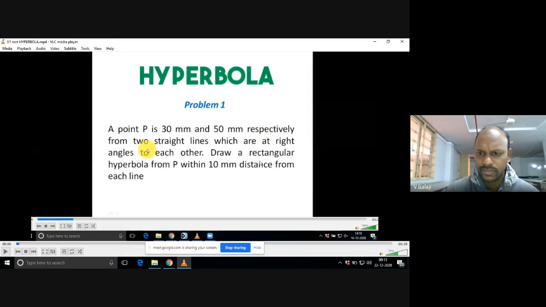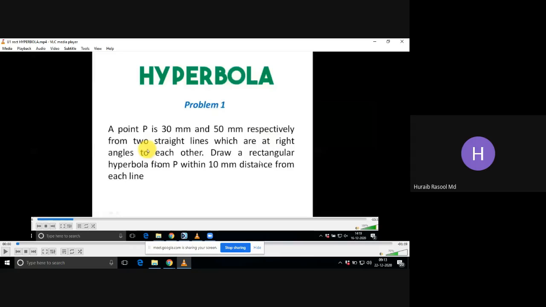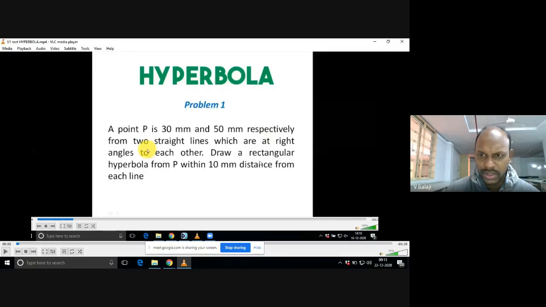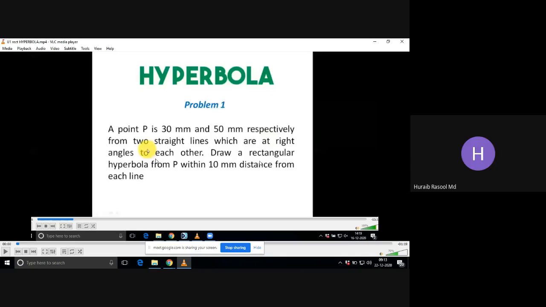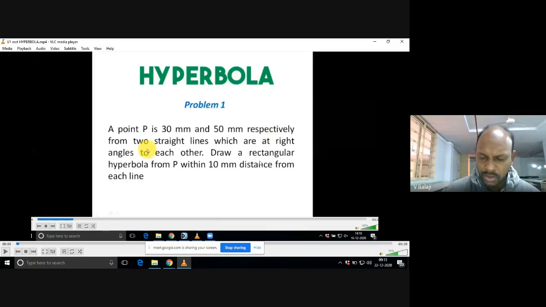Eccentricity is 2? Root 2. Is root 2 correct or 2 is correct? Root 2. Yes, very good. Root 2 is the correct answer.